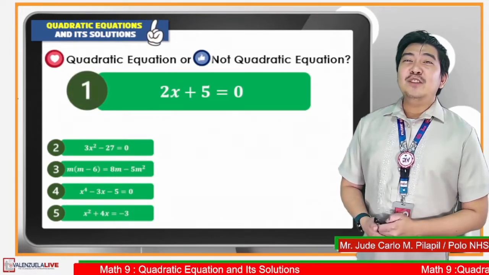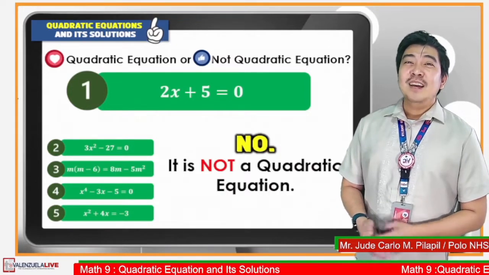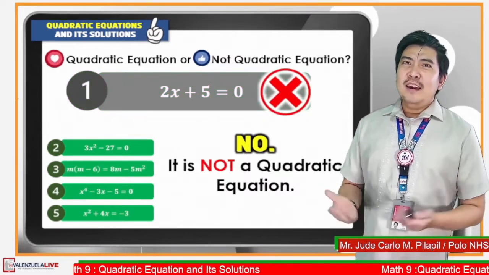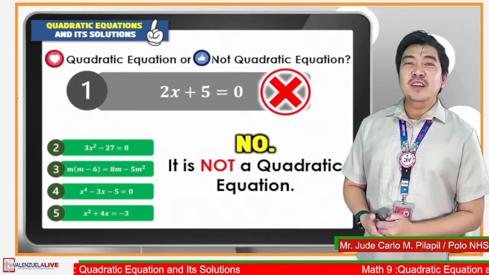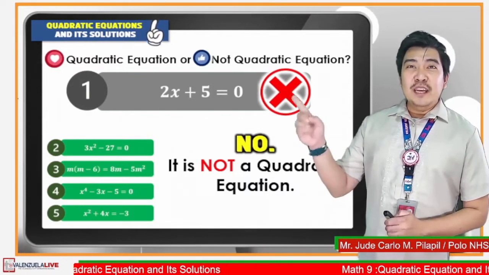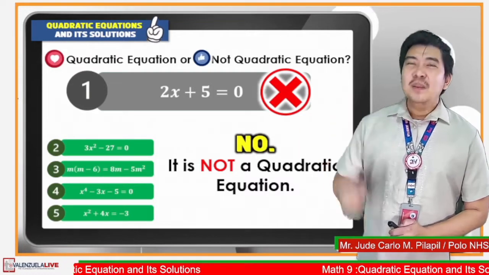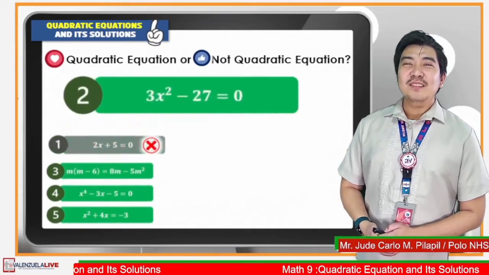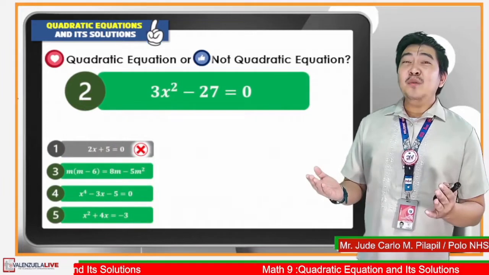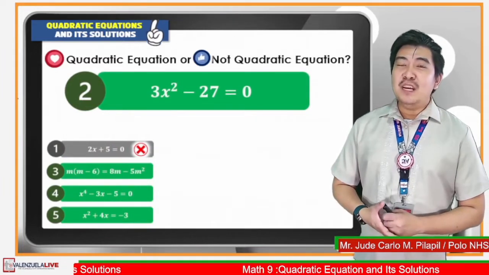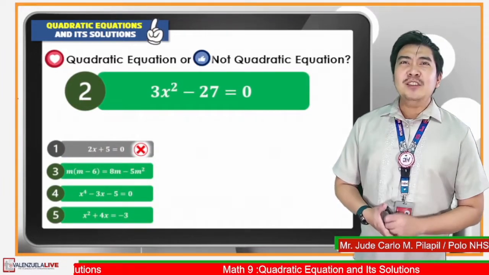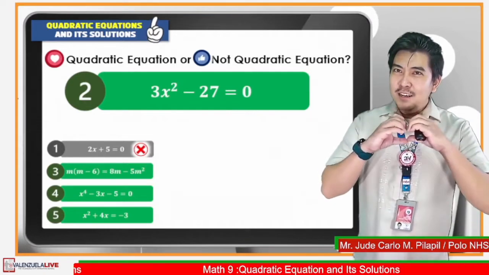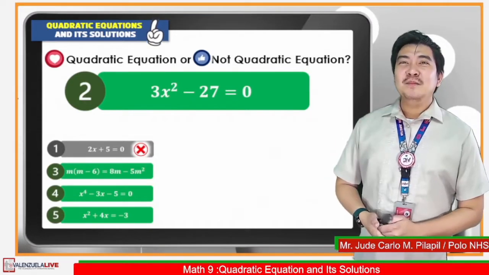If your answer is no, then you got it right. It is not a quadratic equation since the degree of this equation is 1. We call this a linear equation. Is 3x squared minus 27 equals 0 a quadratic equation? Is it a heart or like react?